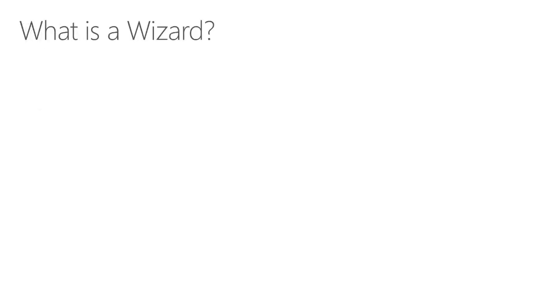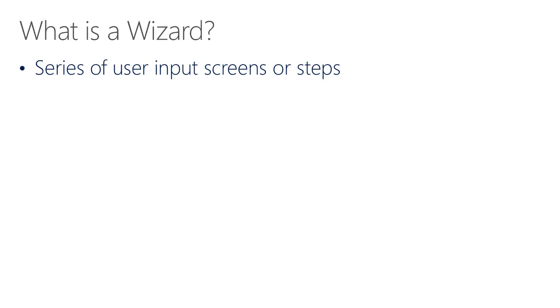First, what is a wizard? A wizard is a series of user input screens or steps. And so you see a screen. In that screen is a very limited number of instructions. You follow those, you hit the next button, and it goes to the next screen. It hides irrelevant options. A different way of saying this is it only shows the relevant options.